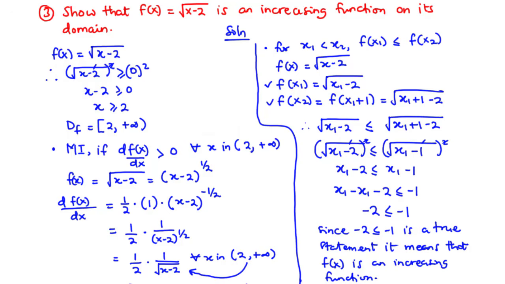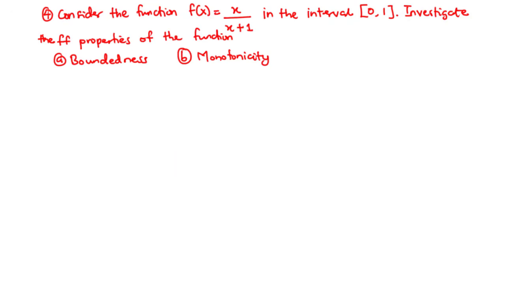Let's try another question. So question 4: consider the function f of x equals x over x plus 1 in the interval 0, 1, and then investigate the following properties of the function: a, boundedness, and then b, monotonicity. So let's try to solve this question together. This happens to be the last question for today's lesson.